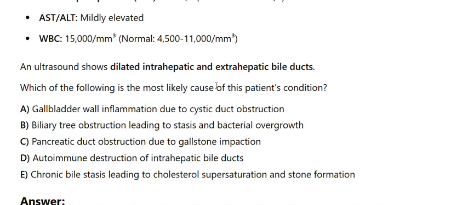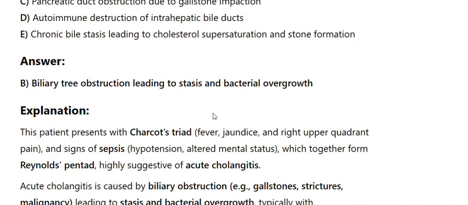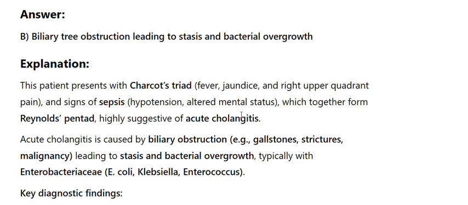Answer B. Biliary tree obstruction leading to stasis and bacterial overgrowth. Explanation. This patient presents with Charcot's triad, fever, jaundice, and right upper quadrant pain, and signs of sepsis, hypotension, altered mental status, which together form Reynolds pentad, highly suggestive of acute cholangitis.